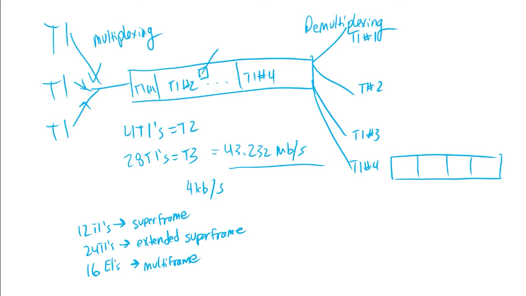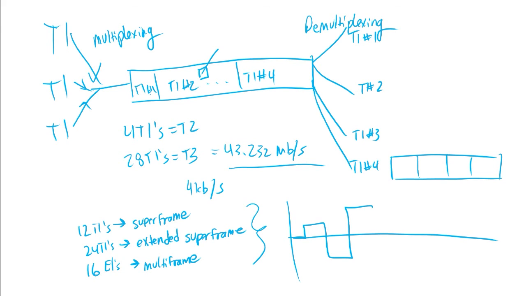So, but how do we actually send this data down a wire? Because remember, we have our binary signal, and it's gonna look like this. Scratch that. It's not gonna have different heights. It's gonna look like this. Zeros and ones. So how do we do that?